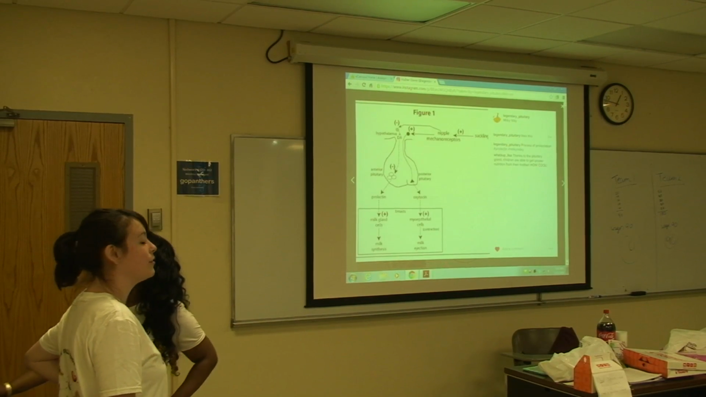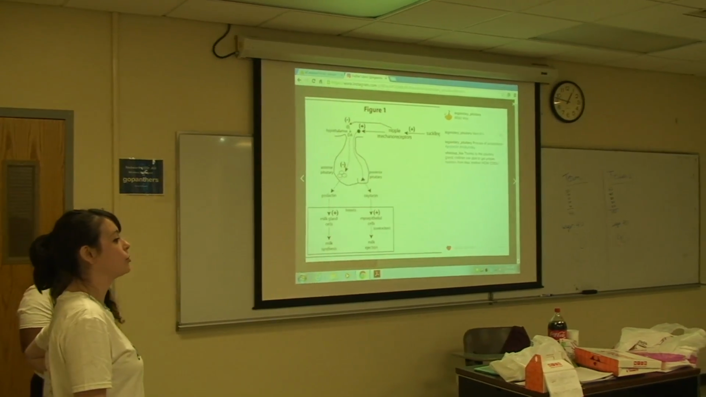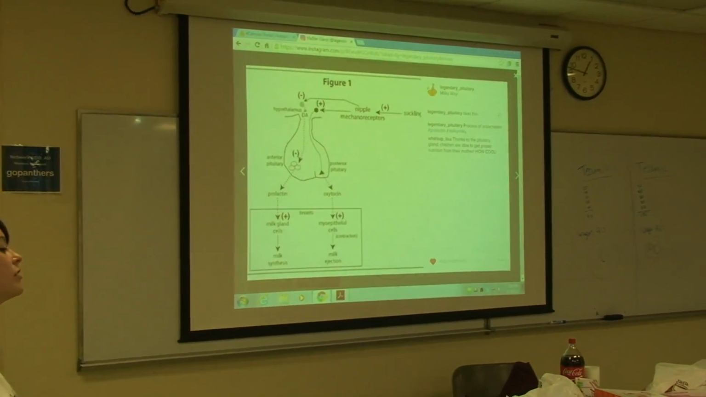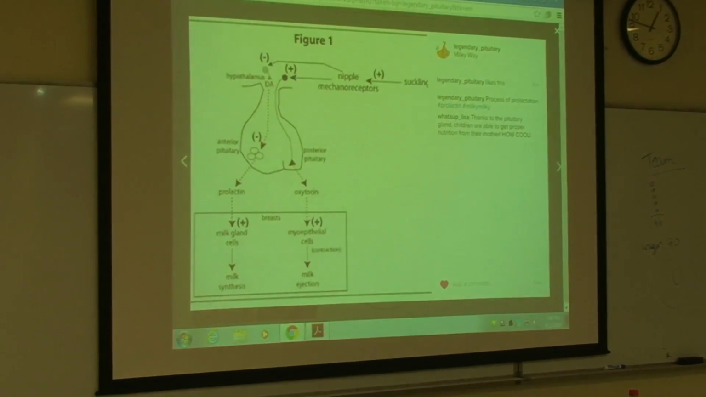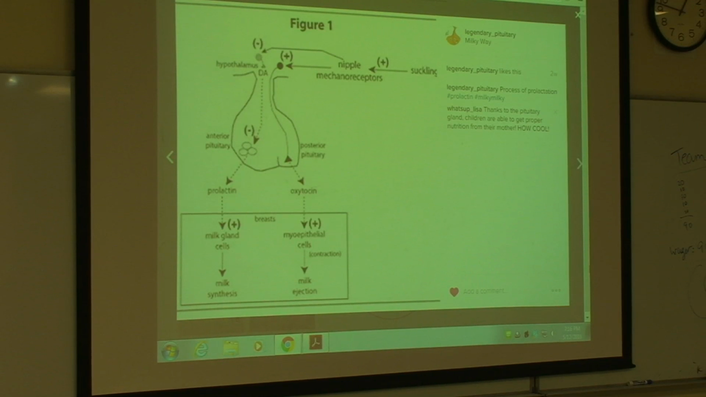So when the baby is ready to eat, it makes a suckling motion, which stimulates mechanoreceptors in the nipples, which stimulate the anterior pituitary to produce prolactin, which helps in milk synthesis. At the same time, it also stimulates the posterior pituitary to produce oxytocin, which helps with milk letdown so that the baby can eat. And just in case you guys are not following, What's Up Lisa commented on her page, she said, "Thanks to the pituitary gland, children are able to get proper nutrition from their mother." How cool is that?